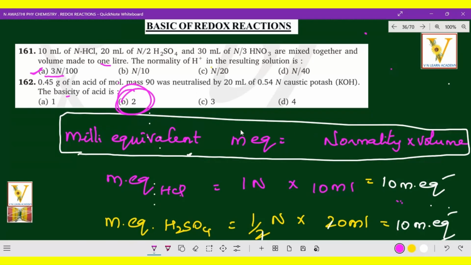How do we identify the same kind of question? That is what I just brought: normality into volume. So that is equivalent mass. Here milliequivalent they are mentioning in this concept. And here the same idea, I just brought it over here. Okay, come on. Let's go to the next question.